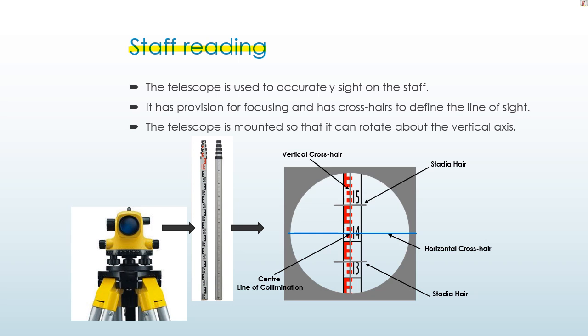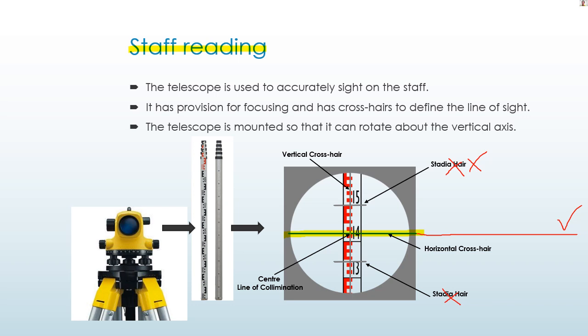Staff reading. It's important to know how to take a correct reading through the telescope. So remember, always use the center crosshair for the elevations. Never use the stadia hair at the upper part or the stadia hair at the bottom part. Those are for distance measurement, not for leveling. So use the center crosshair through the telescope. That's the correct line to take the reading.